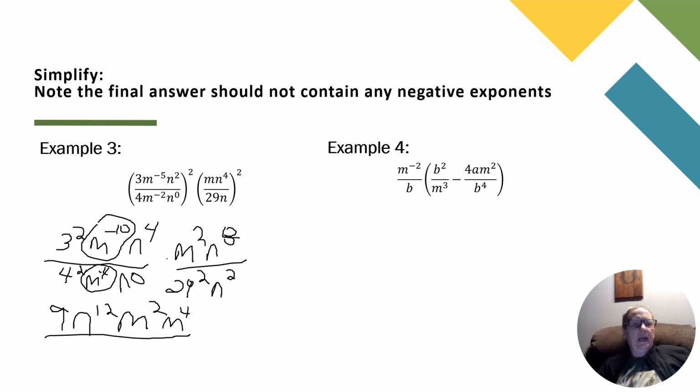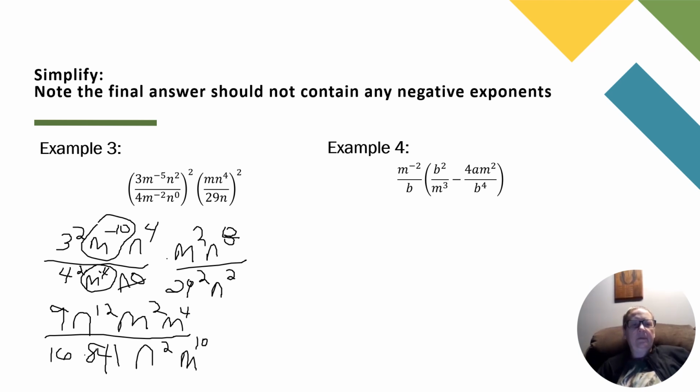In the bottom, I have 4 squared, which is 16. I have n to the 0 power, which is nothing. 29 squared, I don't know off the top of my head, so I'm going to figure that out. That's 841. And then I have the n squared. And then I have this m to the 10th that was up top.